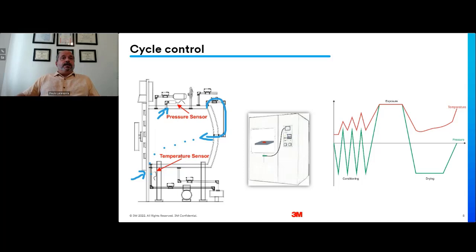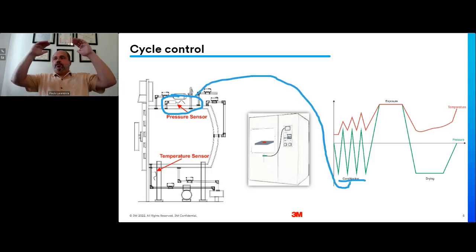Now, the pressure transducer can be placed anywhere in the chamber, because it is measuring the pressure inside of the chamber. So during the cycle, in the conditioning phase, the equipment is going to be controlling basically the pressure. It's going to monitor the vacuum that is done, then the steam injection. So all of those values are pressure based.